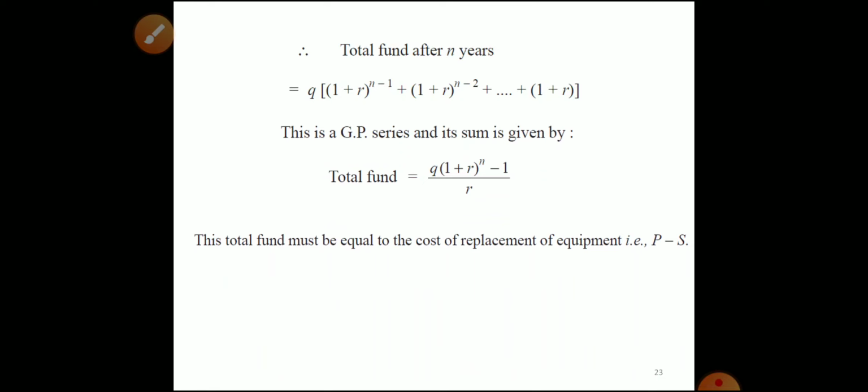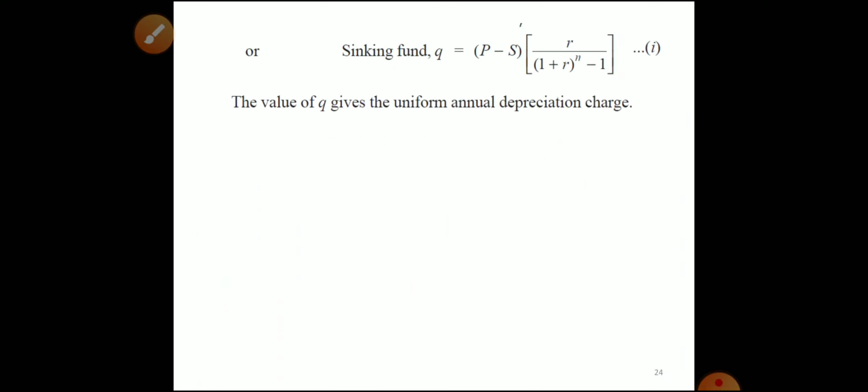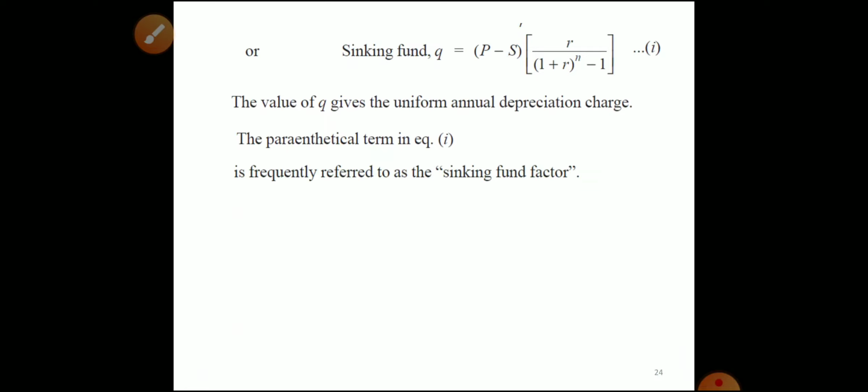So how much fund is required? The fund equal to P minus S. So this much amount of fund is required. So this is equated with P minus S is equal to this. By solving this, we will get the expression for Q as this. The value Q gives the uniform annual depreciation charge. The square bracket term, that is the parenthetical term in equation 1, is frequently referred to as sinking fund factor.